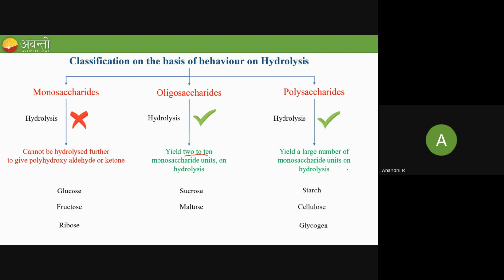So this is about the classification on the basis of behavior of hydrolysis. If a compound cannot be hydrolyzed further, they are mono. If they yield 2 to 10 on hydrolysis, they are oligo. If they yield more than 10, they are called polysaccharides. We are going to discuss glucose, fructose, sucrose, maltose, starch, cellulose, and glycogen in the upcoming slides.